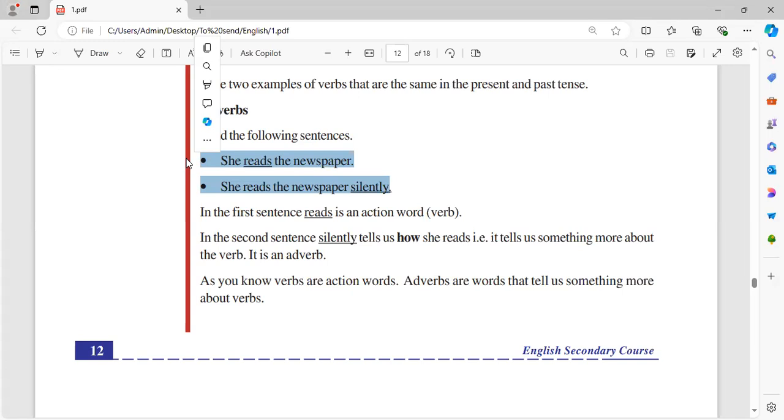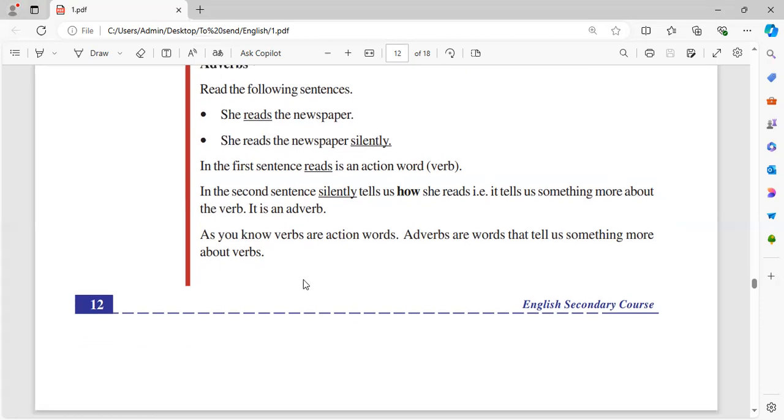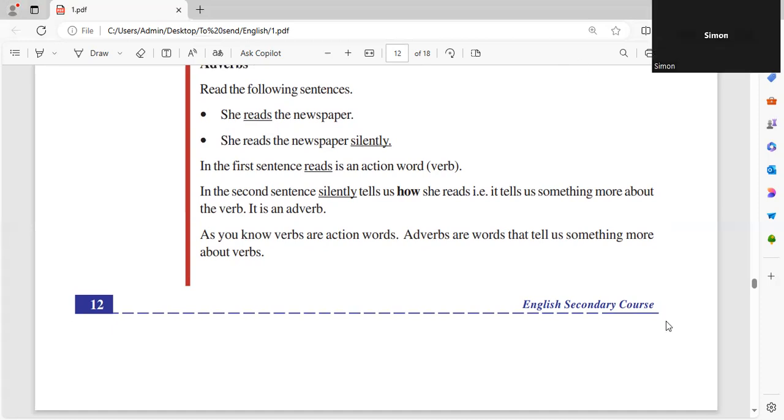In the first sentence, it is, she reads the newspaper. In the second sentence, she reads the newspaper silently. You see the underlined word. In the first sentence, reads is underlined. In the second sentence, silently is underlined. So in the first sentence, reads is an action word, that means a verb. A verb is an action word that we all know.